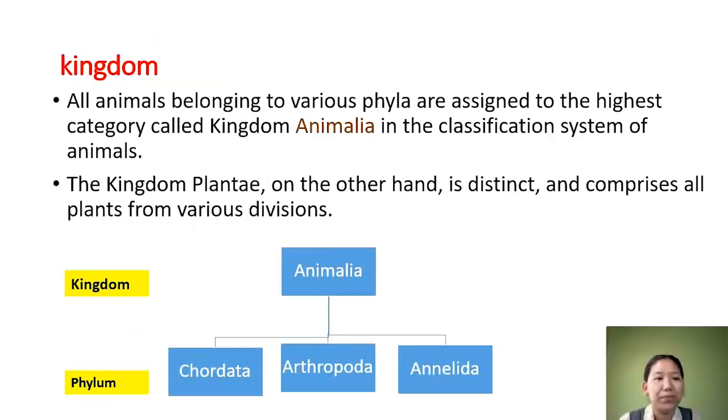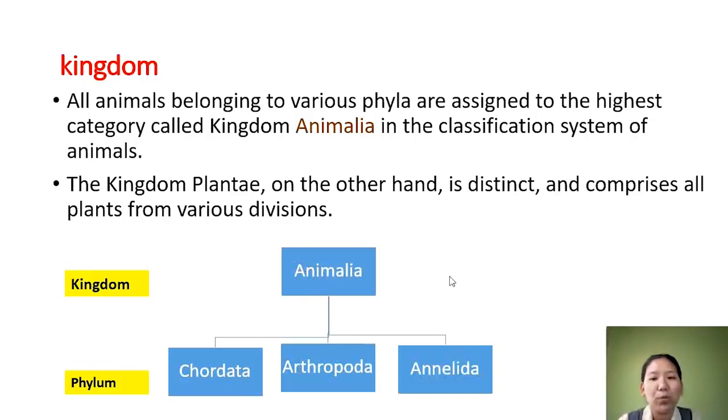Next, kingdom. All the animals, whether having a backbone like Chordata or not, are placed under a common category called kingdom. Here, at the kingdom level, it is Animalia. So all the animals of various phyla like Chordata, Arthropoda, Annelida, Echinodermata and so on are placed under Animalia at the kingdom level. Whereas in the case of plants, all the plants, whether vascular or non-vascular, water or land, are placed under Plantae at the category of kingdom. This is the highest level of classification.